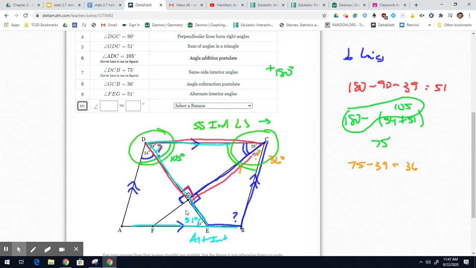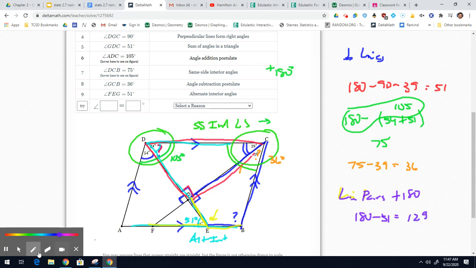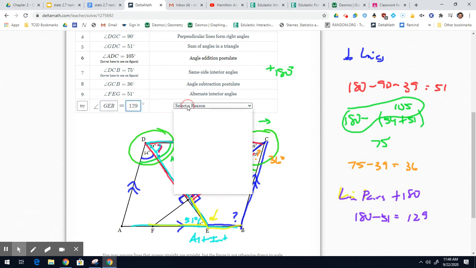So angle FEG is also 51 because they're alternate interior angles. Great. And now, why do I want that? Well, now using yellow, I have a linear pair. This angle I just identified as 51, and this third angle in this quadrilateral that I want, this angle right here, they're a linear pair. Oh, yellow's no good. Linear pairs add up to 180. So I can do 180 minus 51, and that's going to be 129. So I'll call this GEB. Angle GEB is 129. And that's because they're a linear pair.